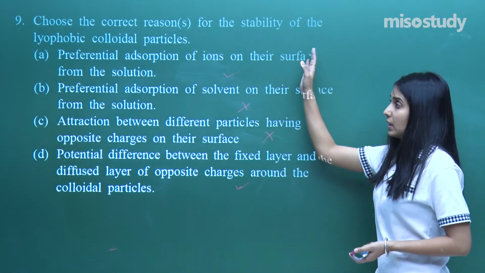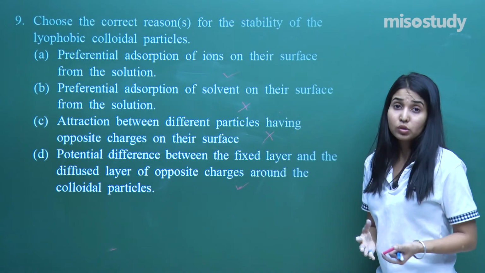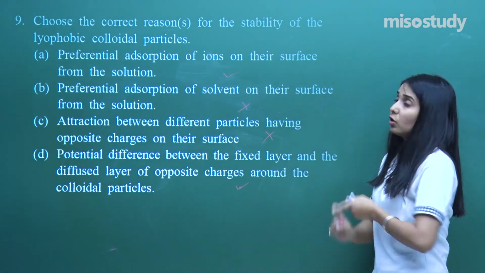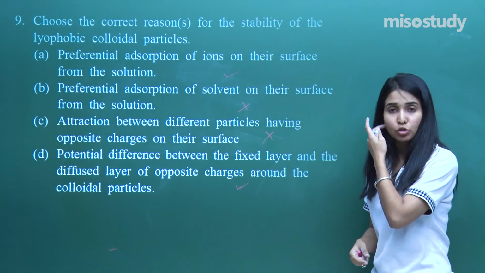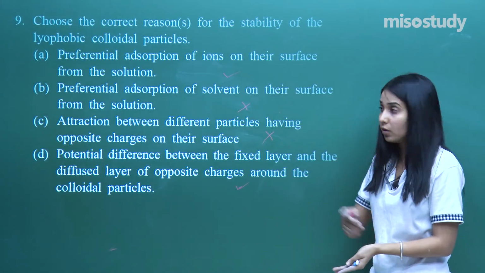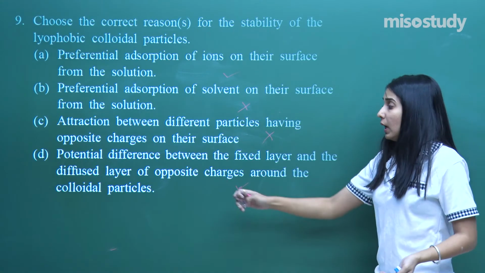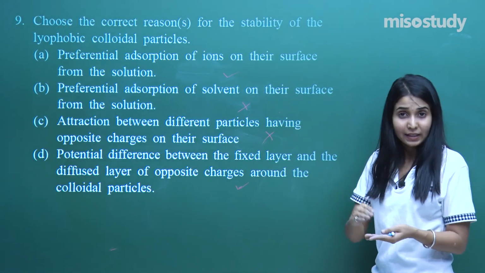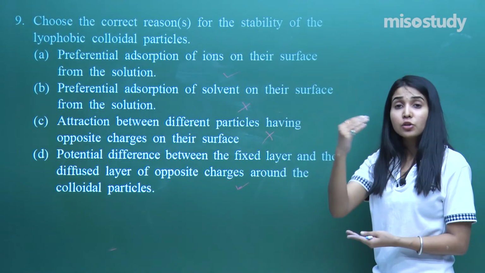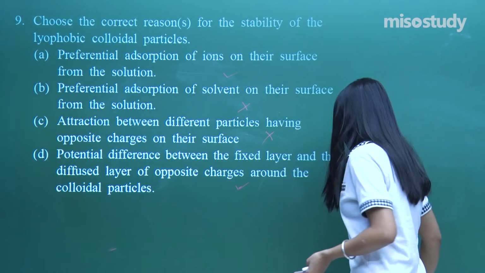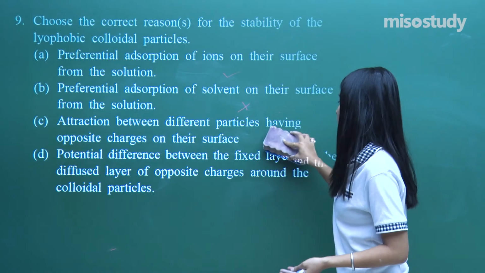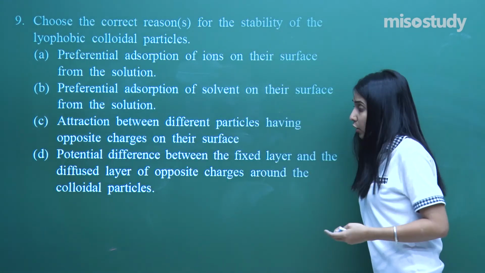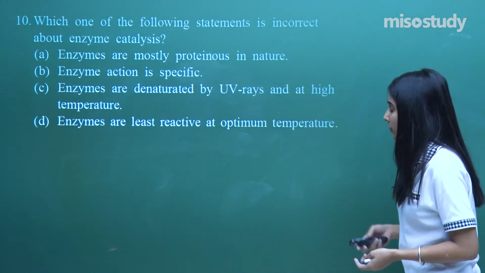So what all have I said? I say that whenever I have to stabilize my lyophobic colloid, first thing that I should do is talk about the preferential adsorption of ions that can happen on the surface, not from the solvent. And of course, because the adsorption is happening, layers are being formed, the static layer and a diffuse layer, and there should be a potential difference, right? And if there would be potential difference, that would lead to the stability. So option A and option D would be the correct ones.